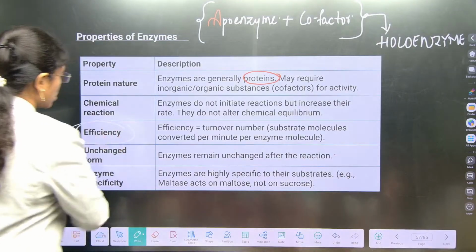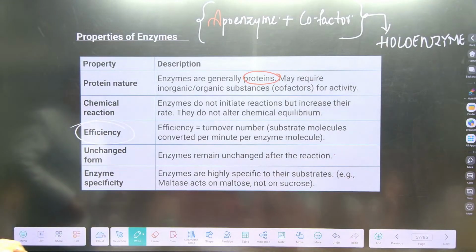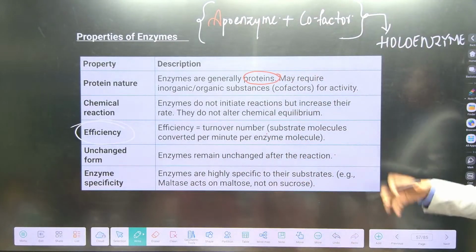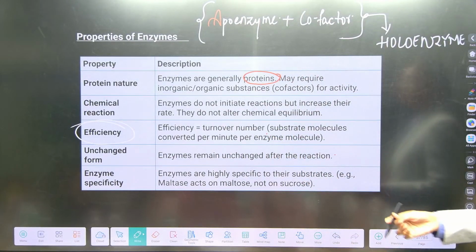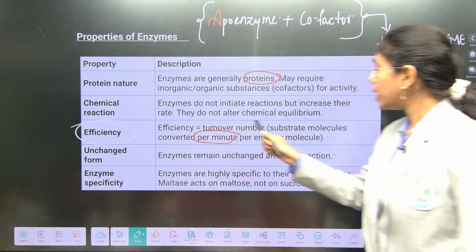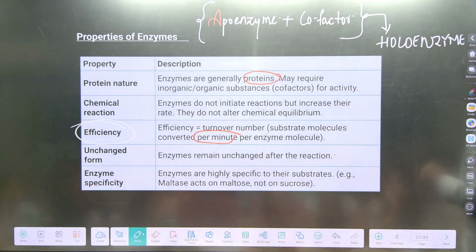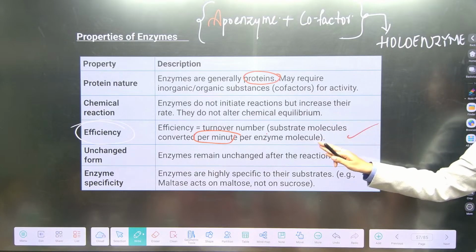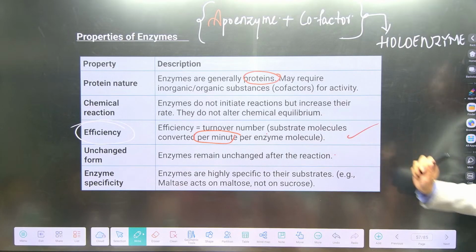Next, efficiency. Efficiency is equal to turnover number, which means number of substrate molecules that are converted per minute per enzyme molecule. One enzyme in a minute, how much amount of substrate it is going to convert to the product is known as turnover number. That efficiency is equal to turnover number.